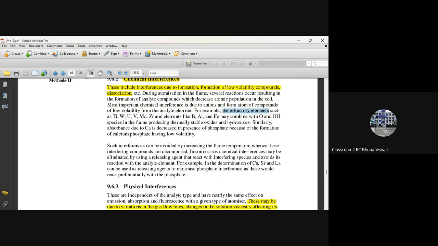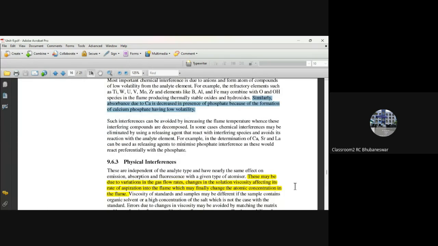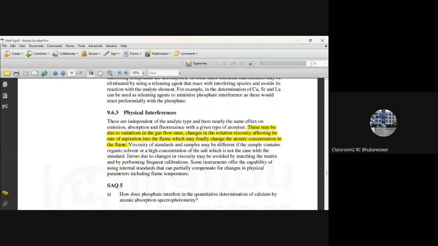Refractory elements such as titanium may combine with O and OH species existing in the flame, producing thermally stable oxides and hydroxides. That is chemical interference. Some other chemical is getting formed in between the process, which is going to interfere significantly in the analysis of the elements. Similarly, the absorbance due to calcium is decreased in the presence of phosphate because of the formation of calcium phosphate, which has low volatility. Again, a low volatility compound is getting formed, so it becomes very difficult to study the calcium alone.